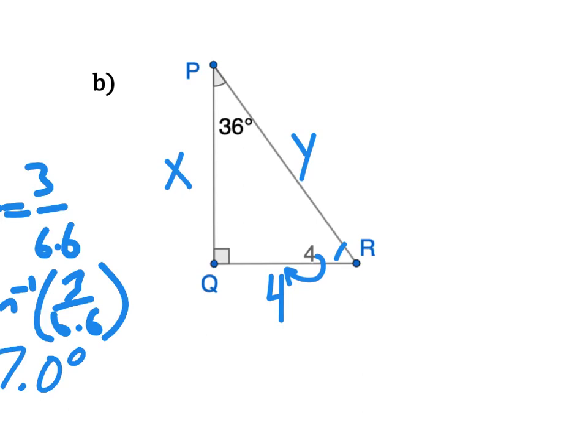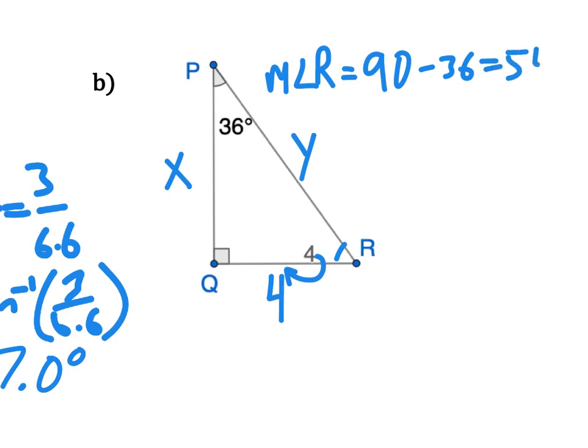So this angle here, we know these two angles have to add up to 90, right? Because they're 180 and we already have 90. These have to be complementary. So if we take 90 minus 36, that's going to give us the measure of angle R. That's going to be 54, right? Subtract 30, subtract 6, we get 54 degrees. So the measure of angle R is 54 degrees. That's exact.